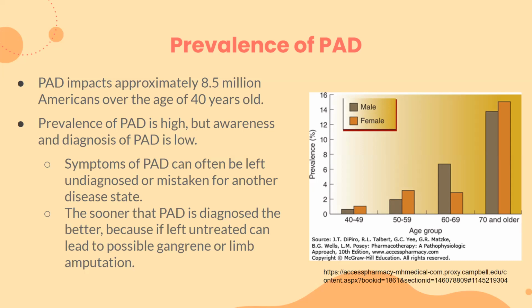So what I want to leave you with is that the prevalence of PAD is high. However, the awareness and the diagnosis of PAD is low. And with that being said, we see this because symptoms of PAD can often be left undiagnosed or mistaken for another disease state. So the patient can ultimately be left untreated. So we want to have a quick diagnosis because if the patient's left untreated, then this could lead to limb amputations or possible gangrene, because when a patient doesn't have adequate blood supplied to their limbs, then this is going to lead to dead tissue.